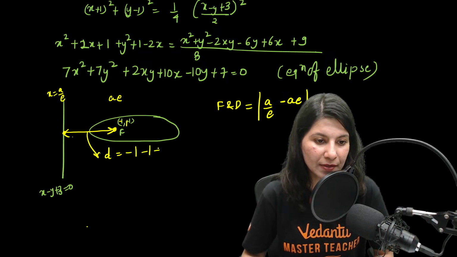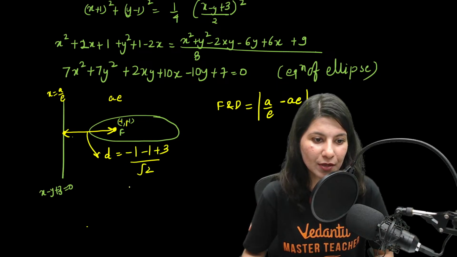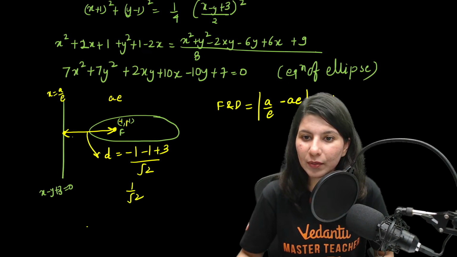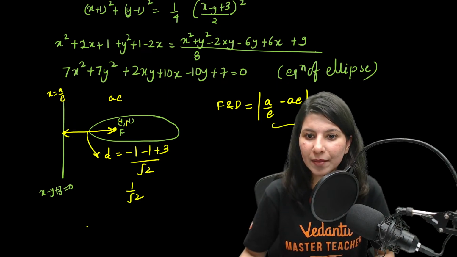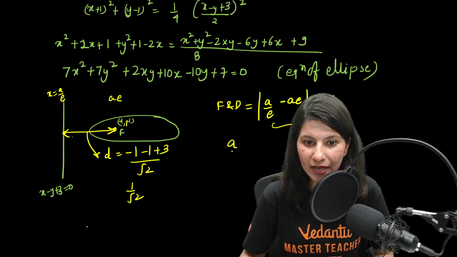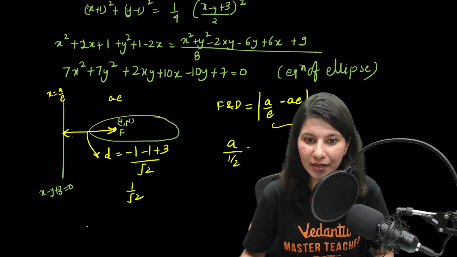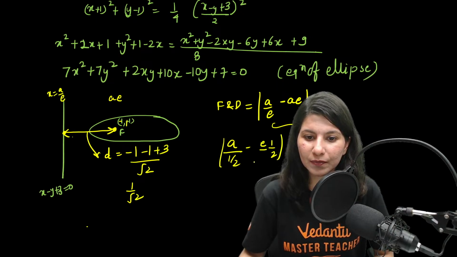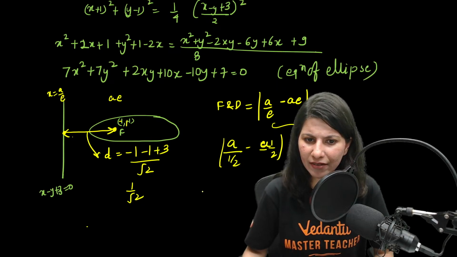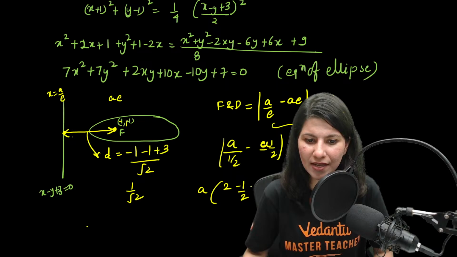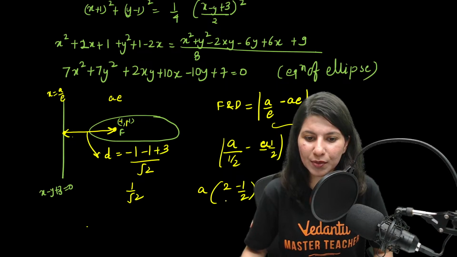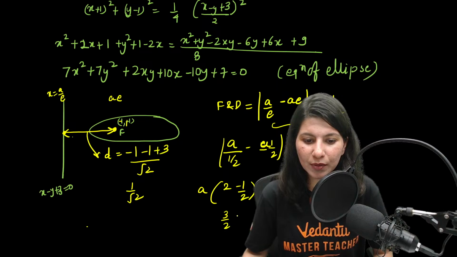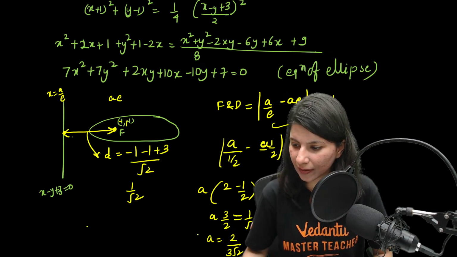Minus 1 plus 3 by root 2. So this is going to be 1 by root 2. This is 1 by root 2. This is your a by e minus ae. So a by e, half, minus ae is equal to 1 by root 2. A I can take common. This is going to be 2 minus half is equal to 1 by root 2. 2 2s are 4. 3 by 2 is equal to 1 by root 2a. So a is going to be 2 by 3 root 2. This is your a.